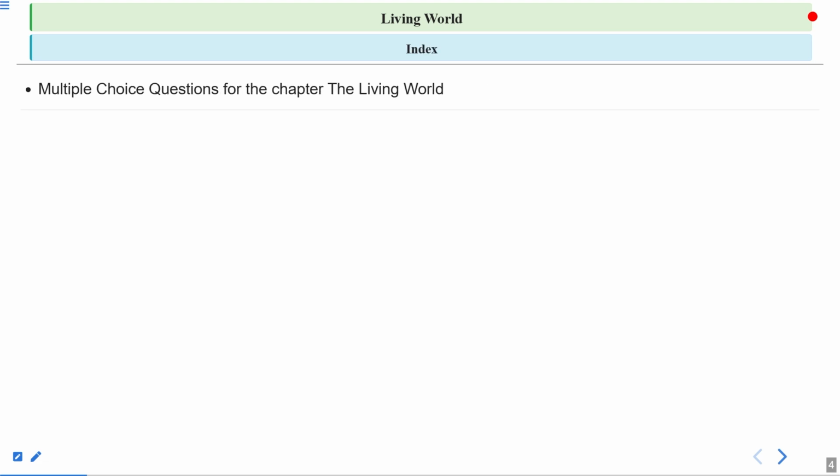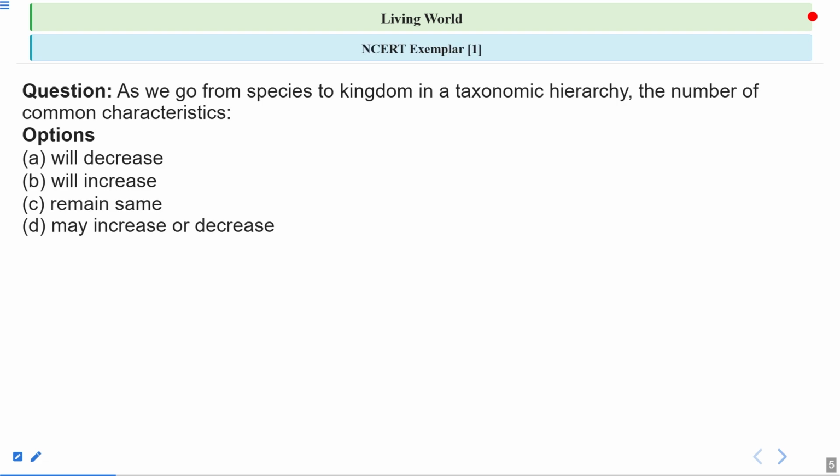In this lecture, we'll be discussing multiple choice questions. All will be objective type questions here. Let's begin with the first question. So what is the first question here? As we go from species to kingdom in a taxonomic hierarchy, the number of common characteristics.